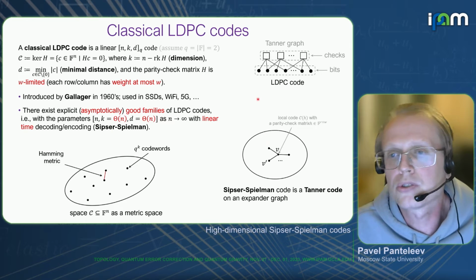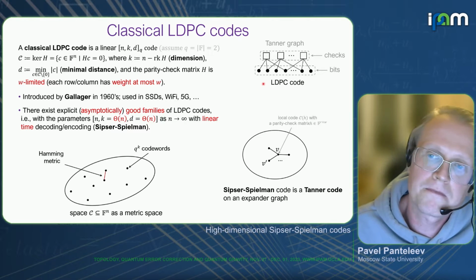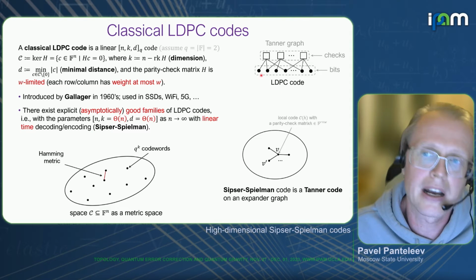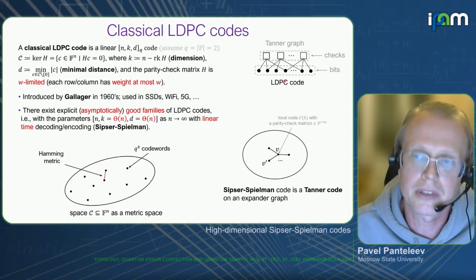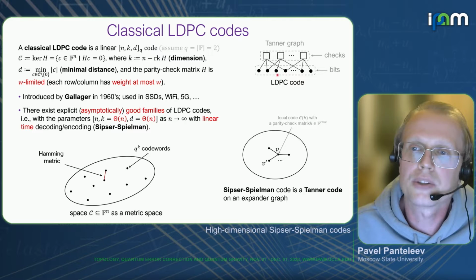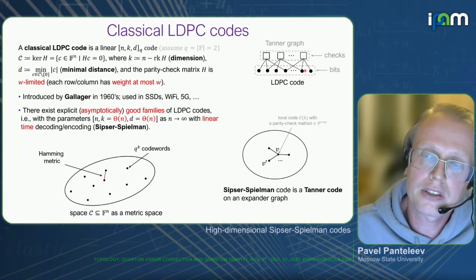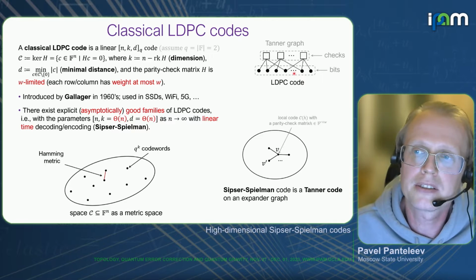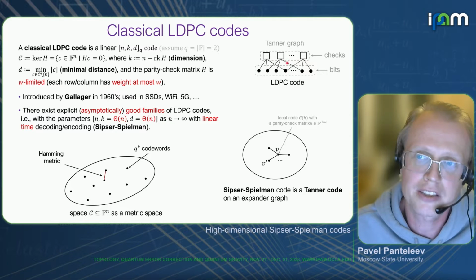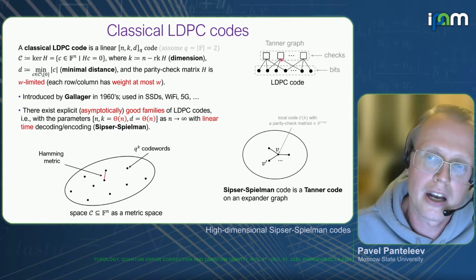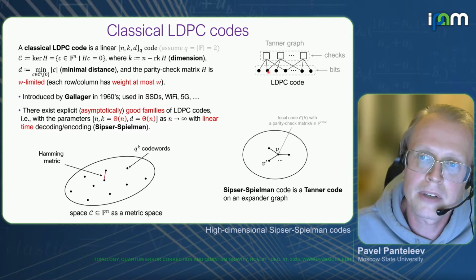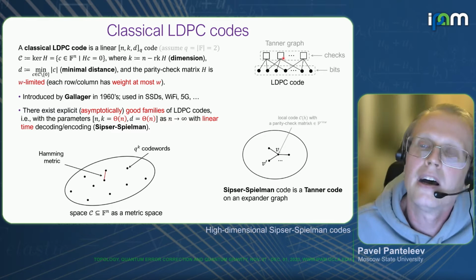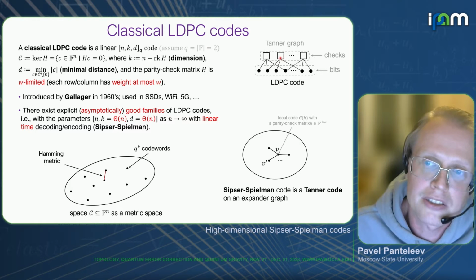And I also forgot to mention that LDPC codes are usually represented by graphs, but these are slightly different types of graphs. These are bipartite graphs. So we divide the vertices: in one part we have bits and in another part we have checks, and we connect a bit with a check if the bit is present in this particular check.